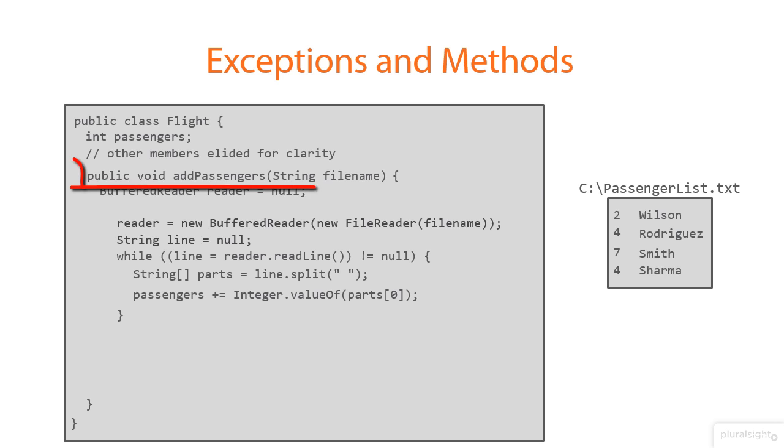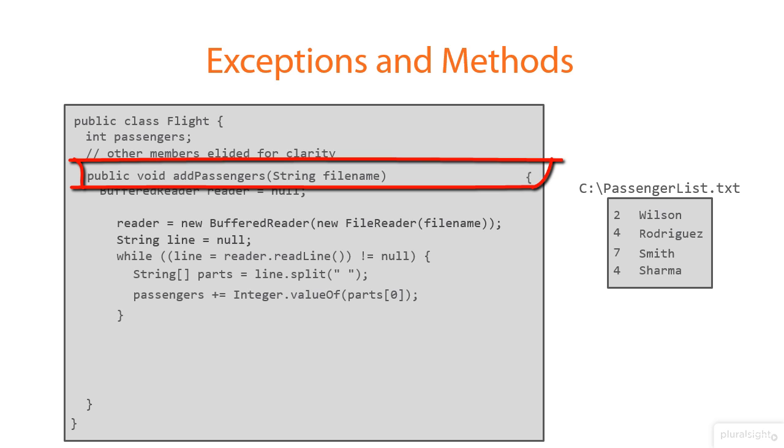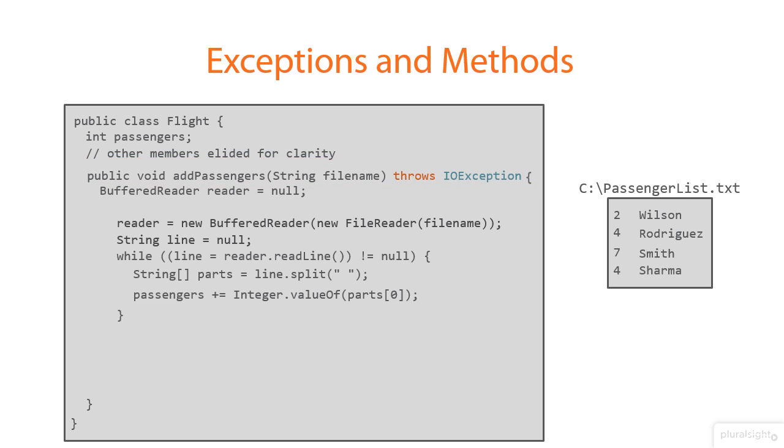So on our method declaration here, we're going to add a throws clause, and we're going to say throws IOException. Now the reason we know that we throw an IOException is because if we were to look, the FileReader constructor is documented to throw FileNotFoundException, and the BufferedReader readLine method has a throws that says it throws an IOException. Now since a FileNotFoundException is also an IOException, we can simply say throws IOException.